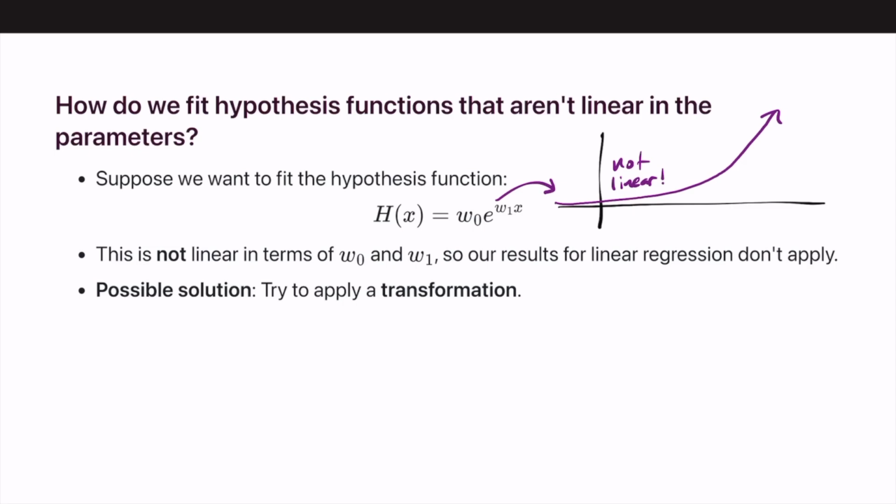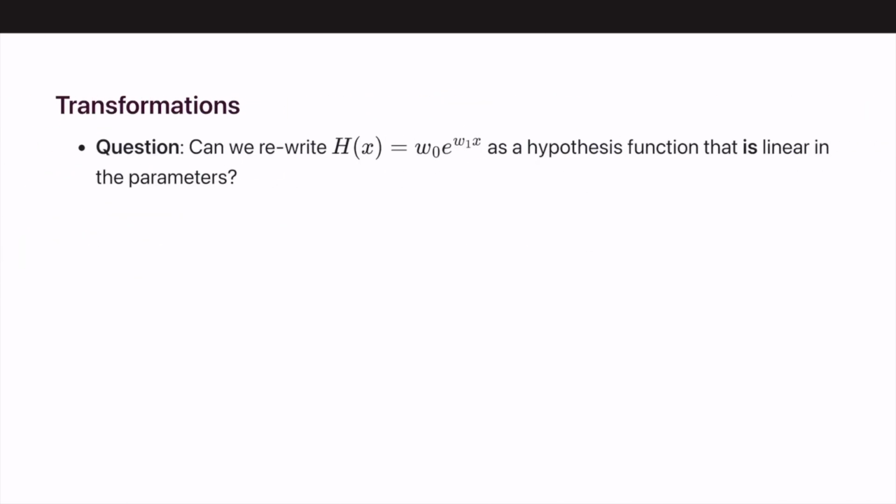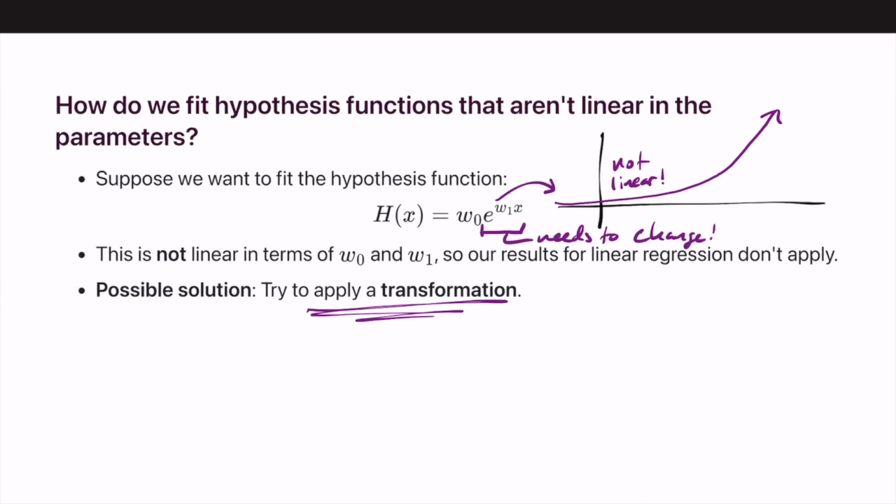So if we want to fit this and follow what we've been doing, we need to do something to this feature here. This needs to change. We have to apply a transformation. So that's what we're going to talk about next: how do we take something like that and rework it?